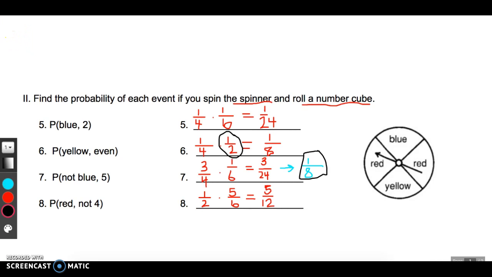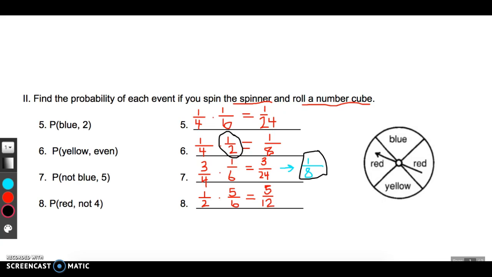So here are my answers to the last 4. You see the first one was pretty straightforward with a 1 out of 4 times 1 out of 6, giving you 1 over 24 for number 5. For number 6, I just wanted to make one note. I highlighted the second number there because the probability of landing on yellow is 1/4. The probability of rolling an even number would be 3 out of 6, and I could have put that in the problem and then had to simplify later after I got my answer. But I chose to simplify to 1/2 right away, which caused me to not have to simplify my final product. So my final answer there was 1/8.